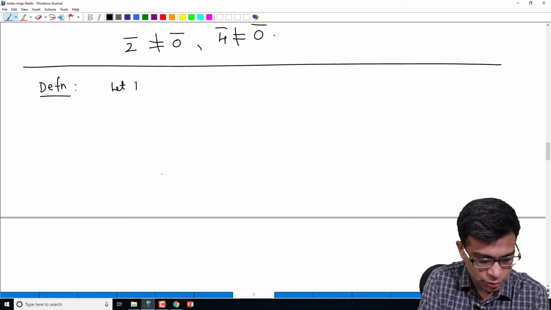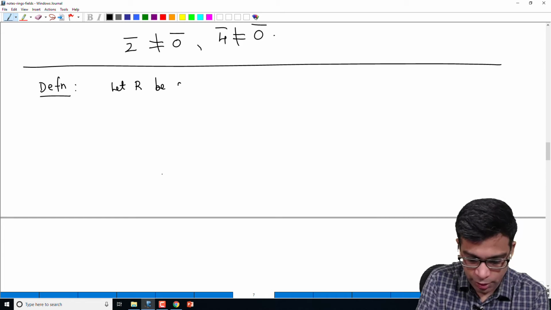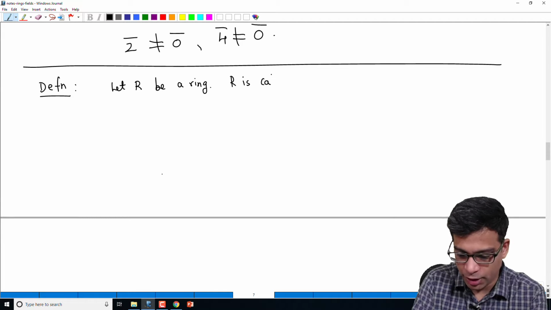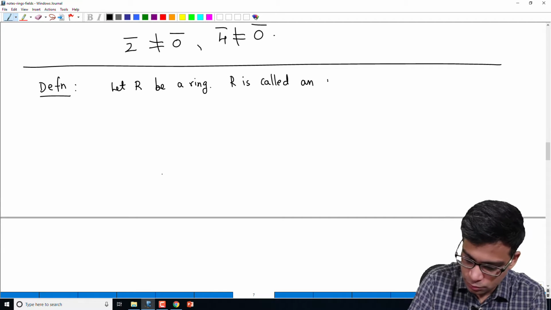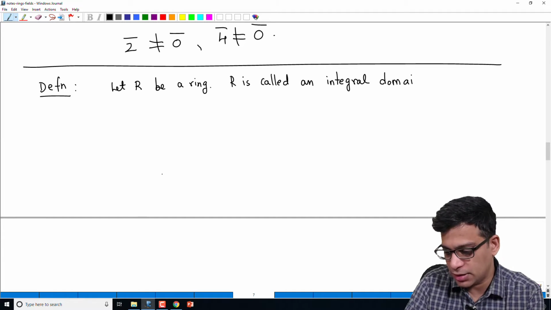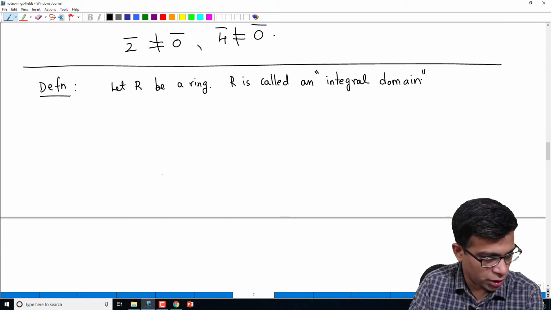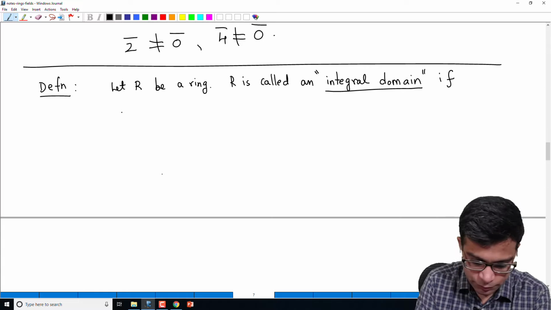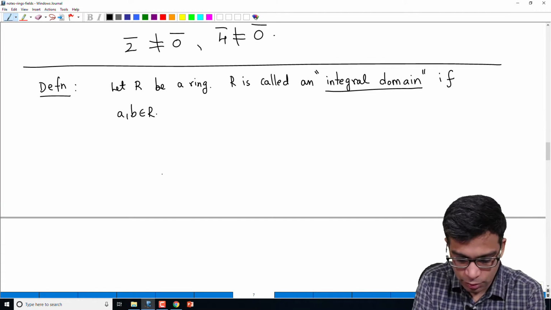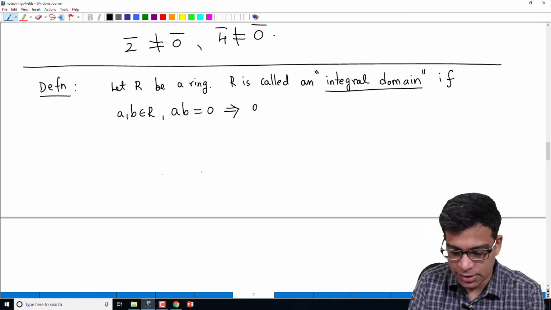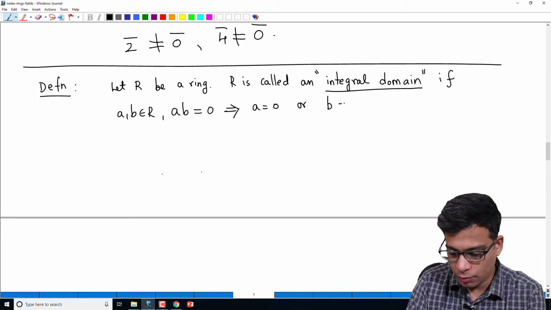So let R be a ring. R is called an integral domain. This is an important class of rings. R is called an integral domain if the following property holds: for A, B in R, if A times B is 0, that implies that A is 0 or B is 0.